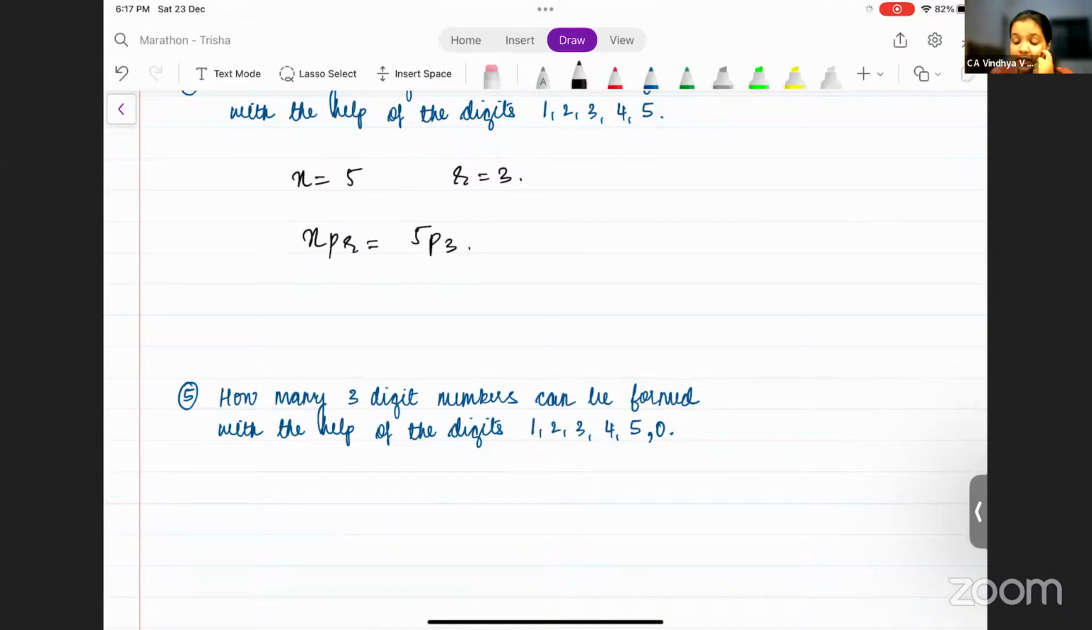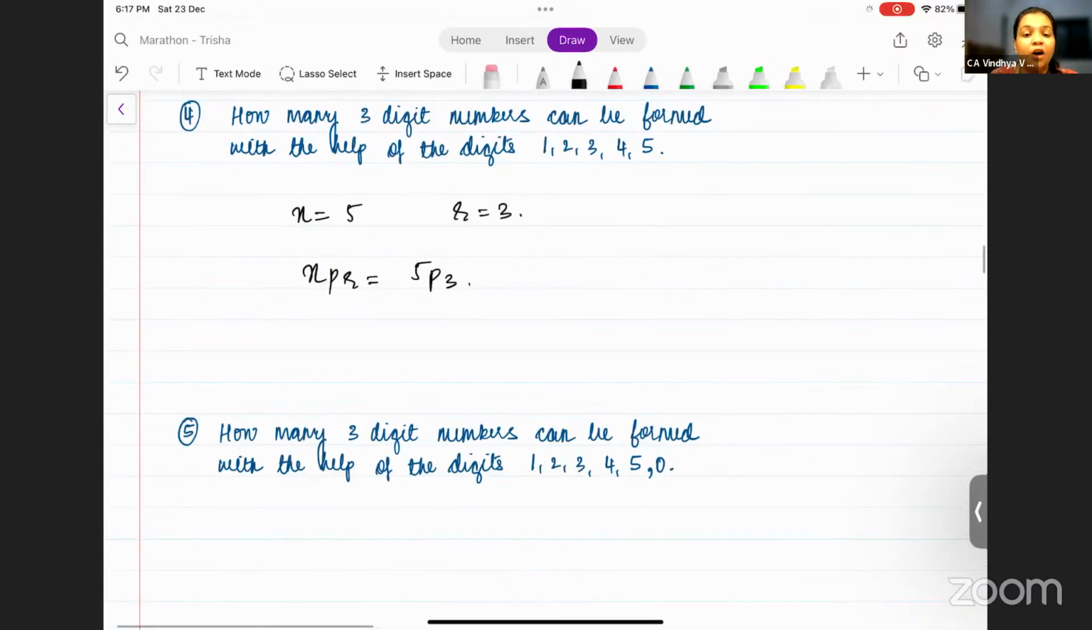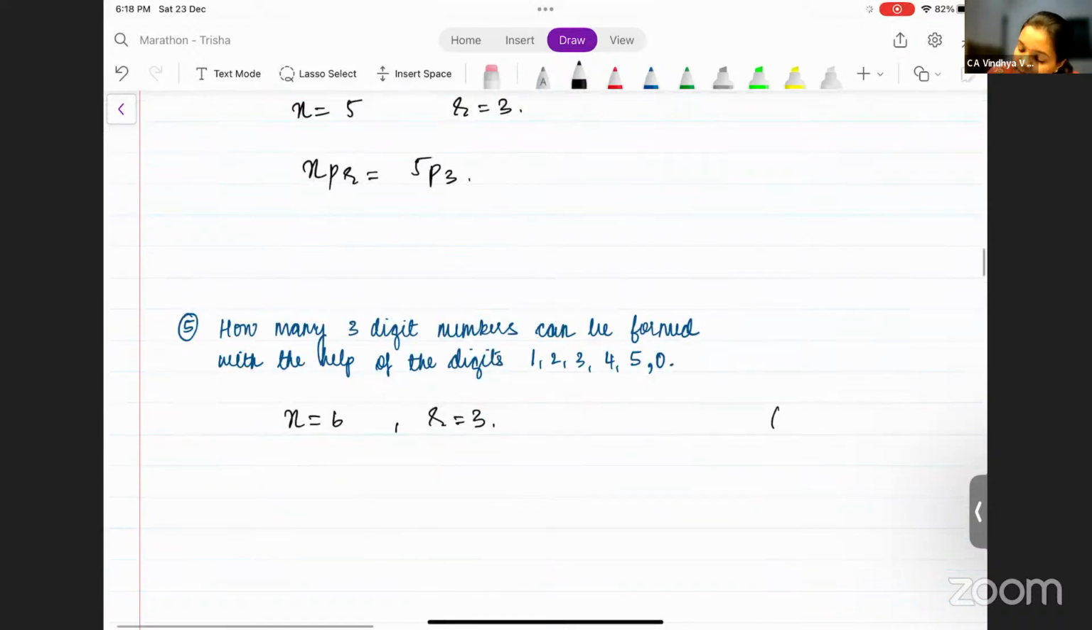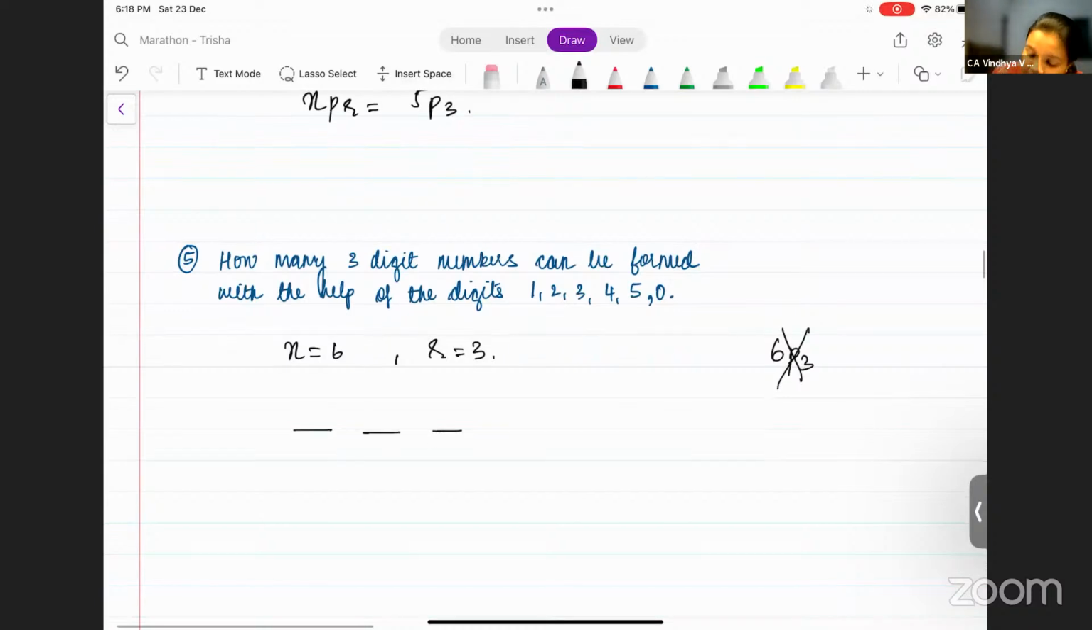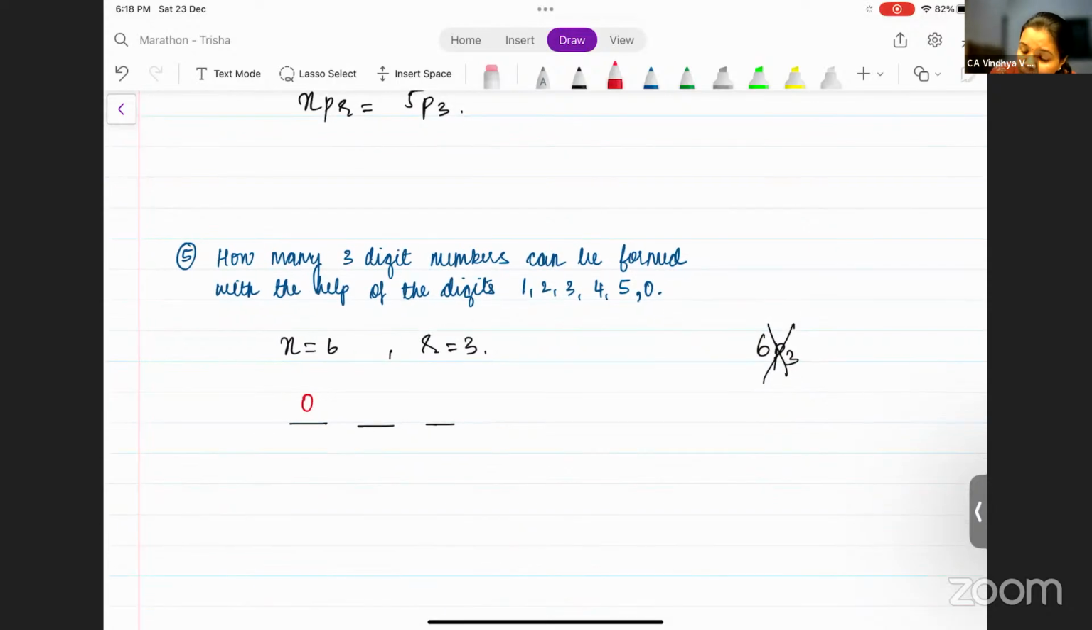Next, how many 3-digit numbers can be formed with the help of the digits 1, 2, 3, 4, 5, and 0? So what is n here? 6. What is r? 3. Can I directly write 6P3? No, not possible. Why is that? Because when you write 6P3, there is a possibility that 0 occupies the hundreds place. Right? So when 0 occupies the hundreds place, it is not a 3-digit number.